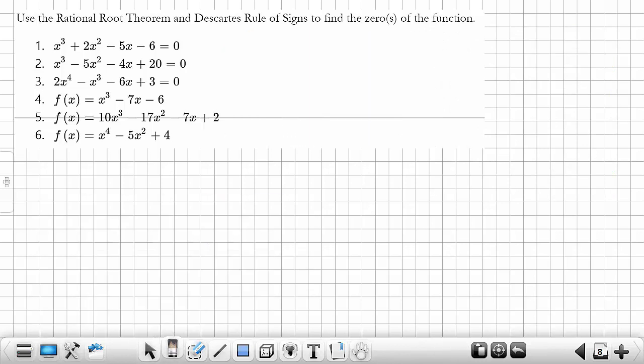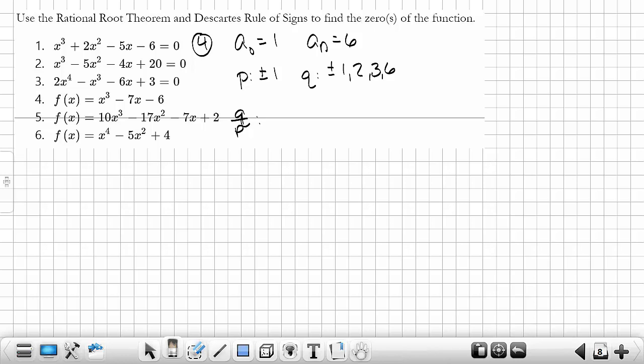Number 4. We have x cubed. So in number 4, a sub naught is 1, a sub n is 6. So once again, our p is plus or minus 1, our q is plus or minus 1, 2, 3, 6. So our p over q is just going to be our q values because they're all just divided by 1. Plus or minus 1, 2, 3, 6.